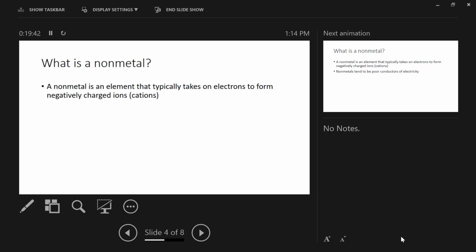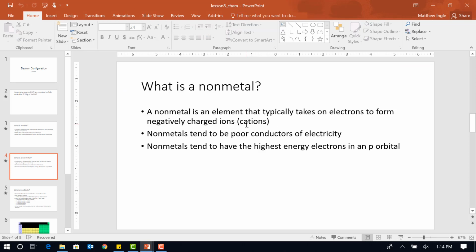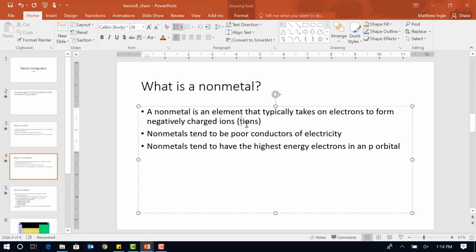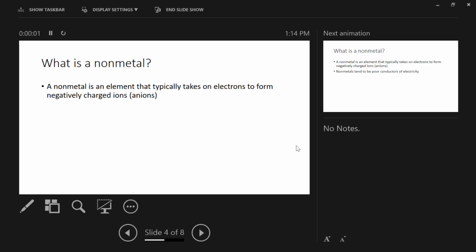First way, a non-metal is an element that typically takes on electrons to form negatively charged ions. Man, I changed all of these, and they're back. Hang on. I changed these grammatical errors on Monday, but they apparently didn't save. So a nonmetal is an element that typically takes on electrons to form negatively charged ions, and we call these anions.